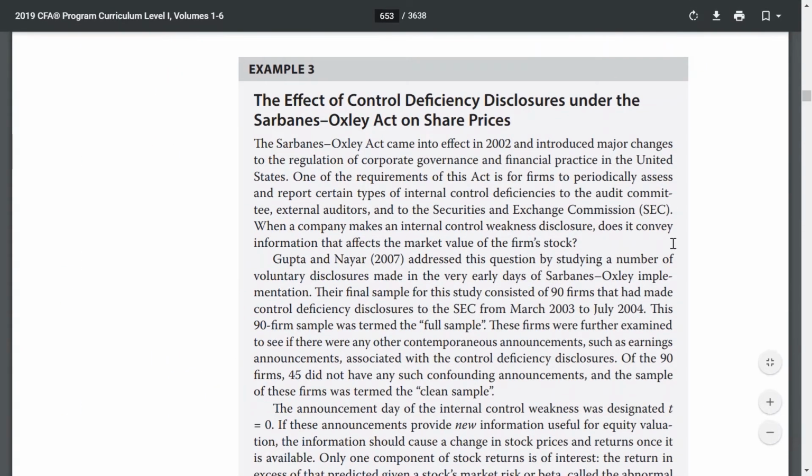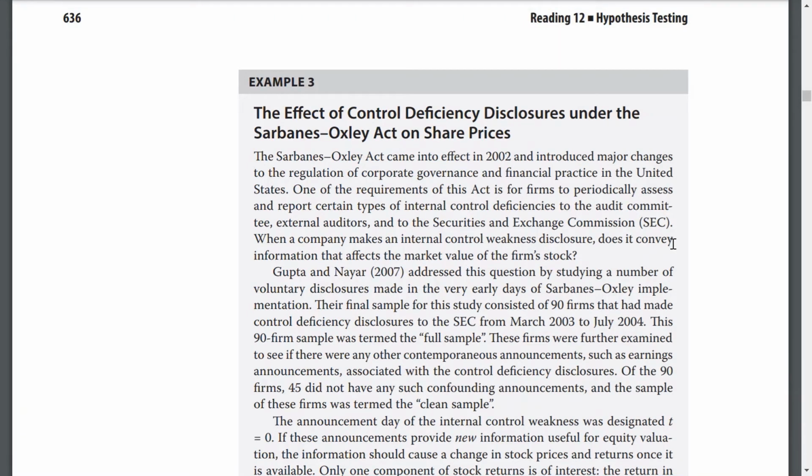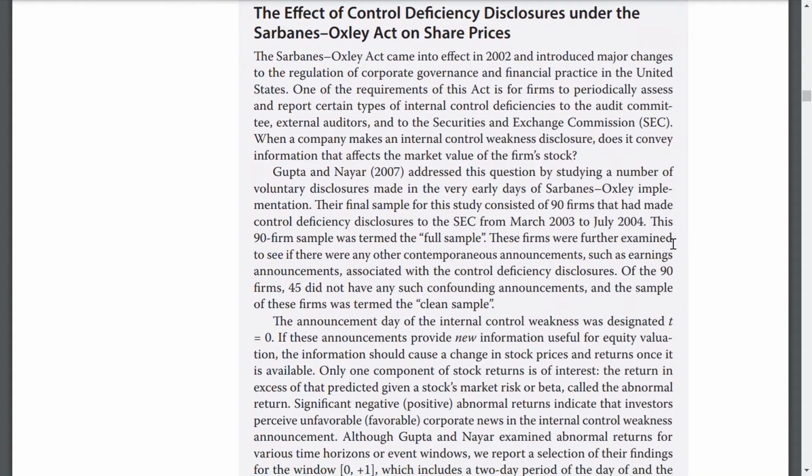The effect of control deficiency disclosure under the Sarbanes-Oxley Act on share prices. The Sarbanes-Oxley Act came into effect in 2002 and introduced major changes to the regulation of corporate governance and financial practice in the United States. One of the requirements of the act is for firms to periodically assess and report certain types of internal control deficiencies, and the audit committee and external auditors report to the Securities and Exchange Commission, or the SEC.